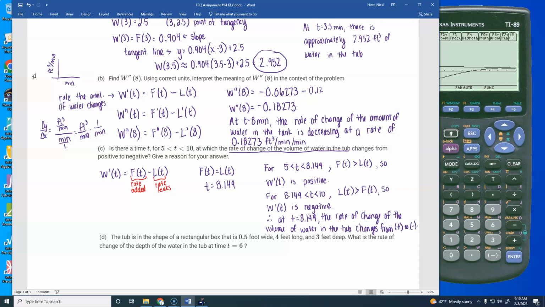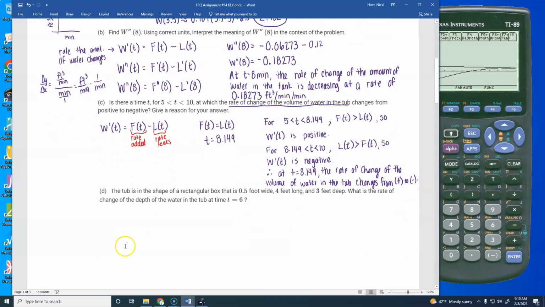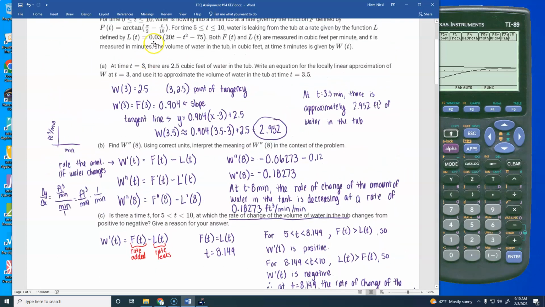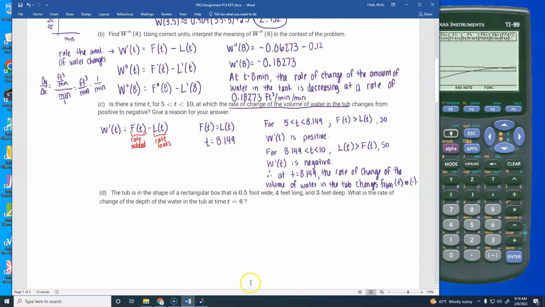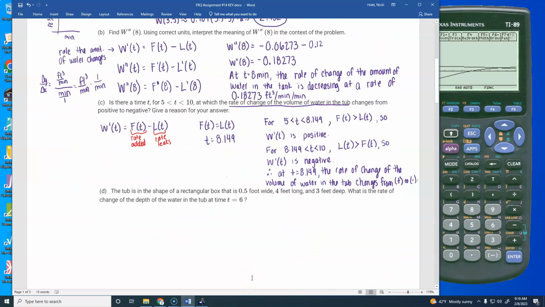This one does actually have a related rate in Part D, I guess. The first part, in a way, these are related rates. You're like a rate in, rate out sort of problem, but it's not a related rate like you had to take the derivative with respect to time. But Part D is a related rate problem. So the tub is in the shape of a rectangular box that is 0.5 feet wide, 4 feet long, and 3 feet deep. What is the rate of change of the depth of the water in the tub at time t equals 6?